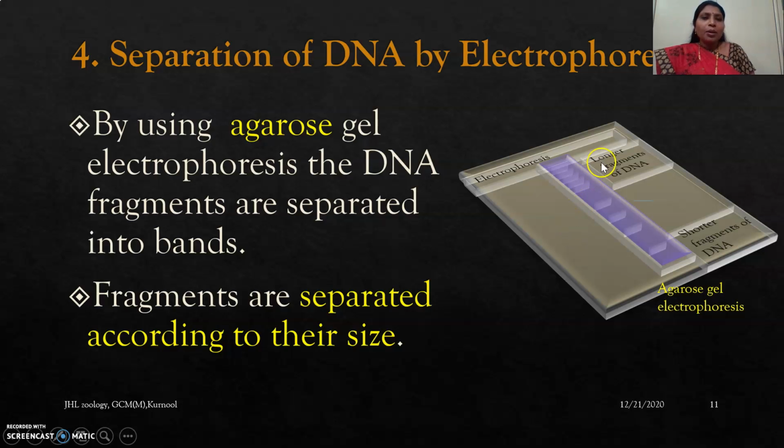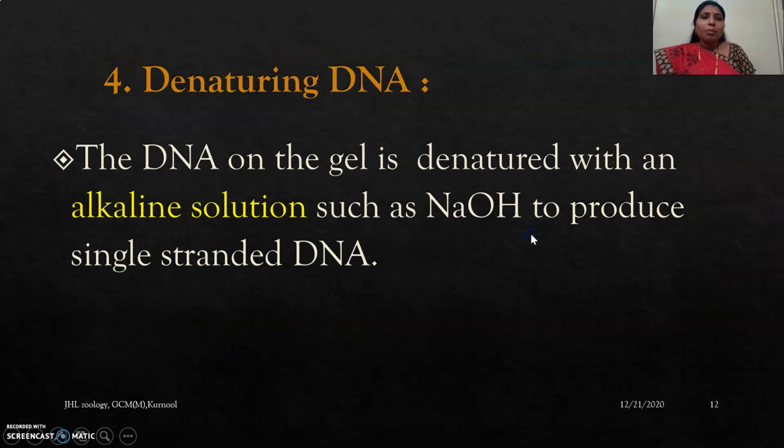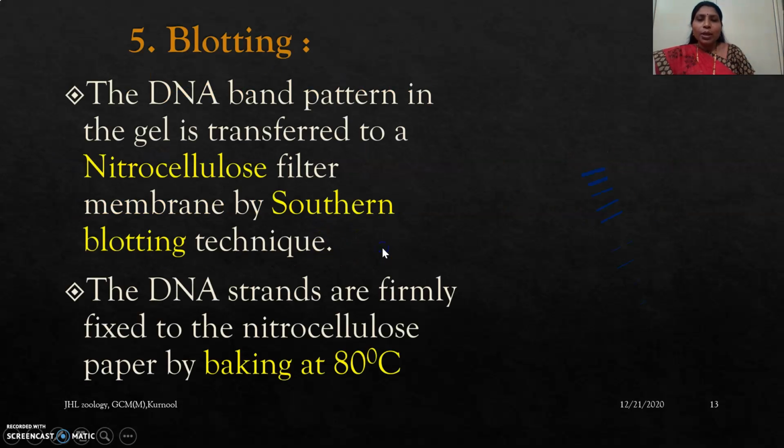Before going to that, you have to separate the double-stranded DNA into single-stranded molecules. So we have to denature the DNA. The DNA on the gel should be denatured with an alkaline solution such as NaOH to produce the single-stranded DNA molecules. The next step is blotting.